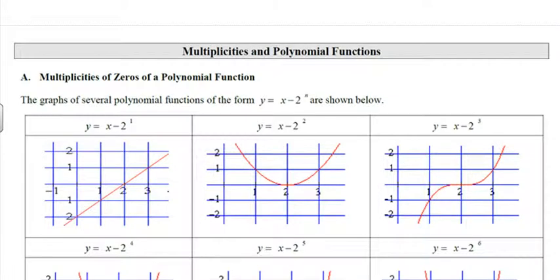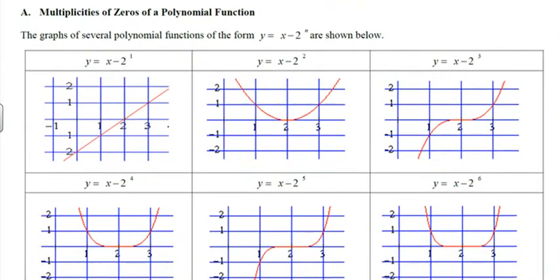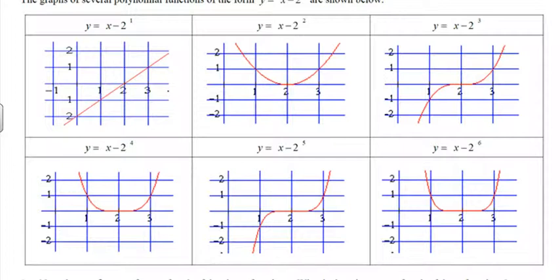Hello, guys. Multiplicities and polynomial functions. Multiplicities of zeros of a polynomial function. The graphs of several polynomial functions of the form y equals (x minus 2) to the n are shown below. We've got (x minus 2) to the 1, to the 2, to the 3, and the 4, and the 5, and the 6.